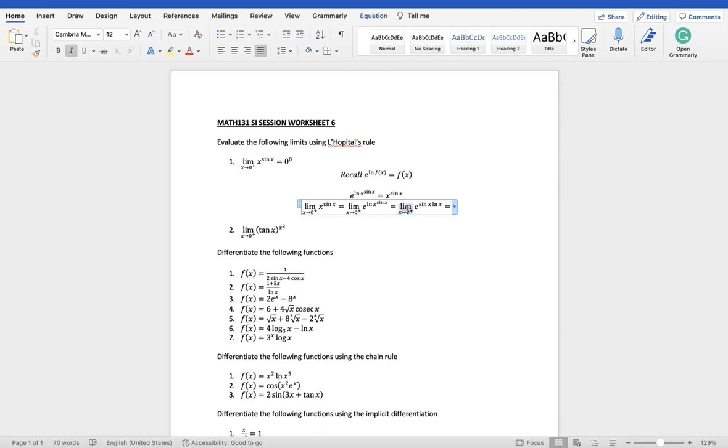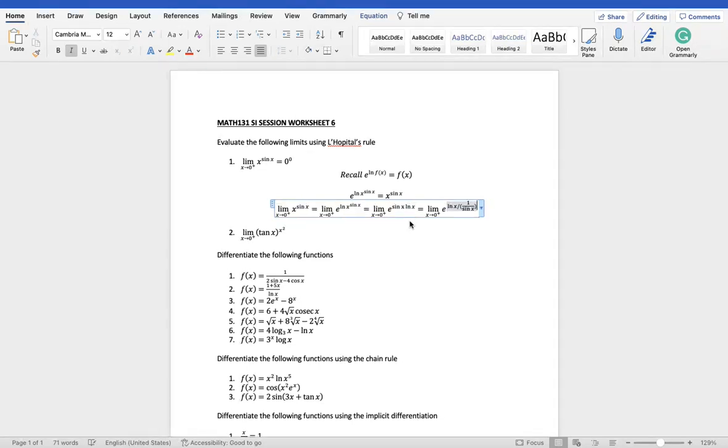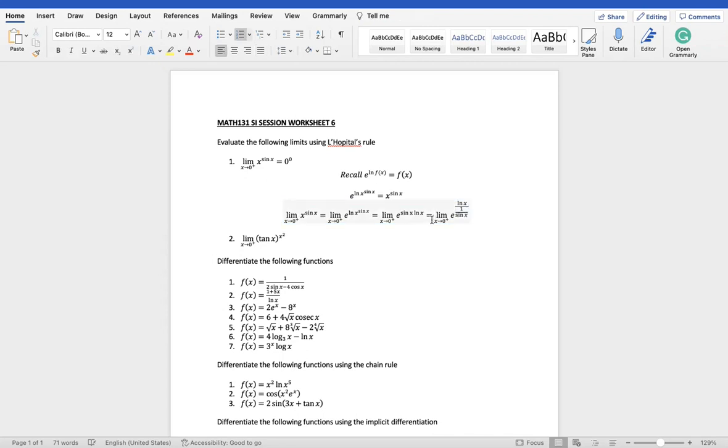So now, what you notice here is that you can rewrite this expression, so the sine x here, you can put in the denominator, to have the limit as x tends to 0 from the positive side of e to the ln x divided by 1 over sine x.